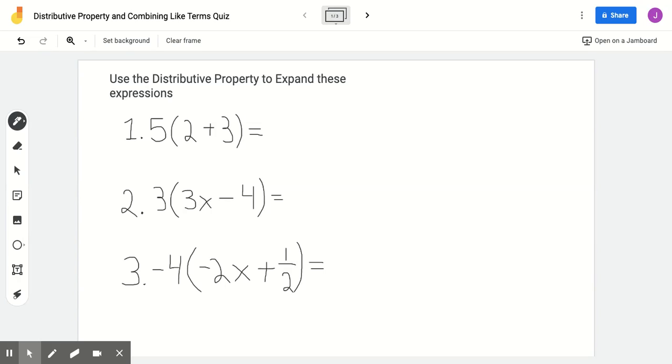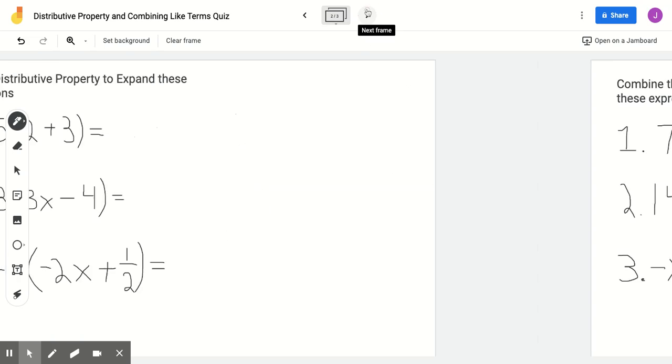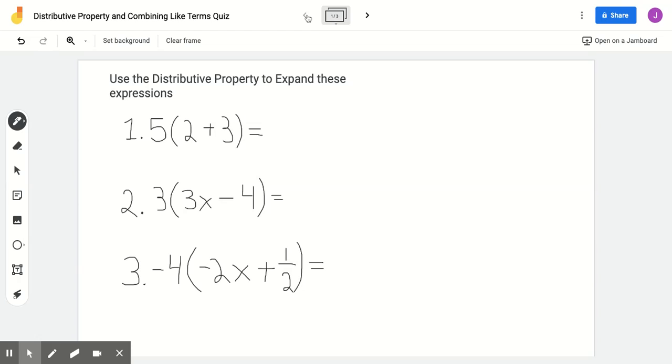If you don't get the grade that you want the first time, you could take it again and again until you get the grade that you want, and that'll help you learn the information better. Okay, so let's get to it.